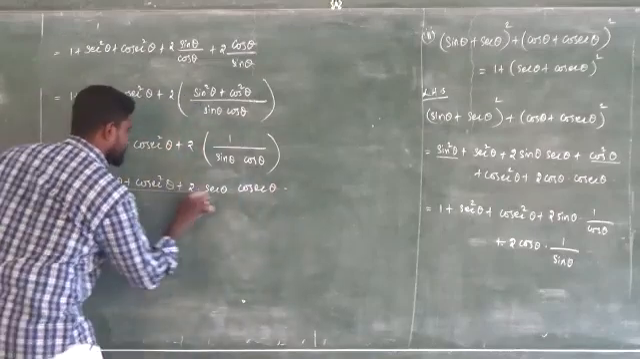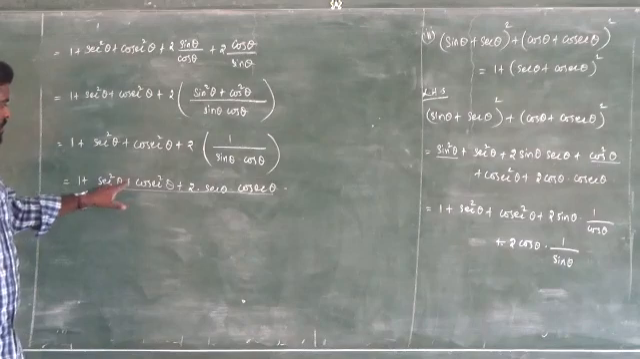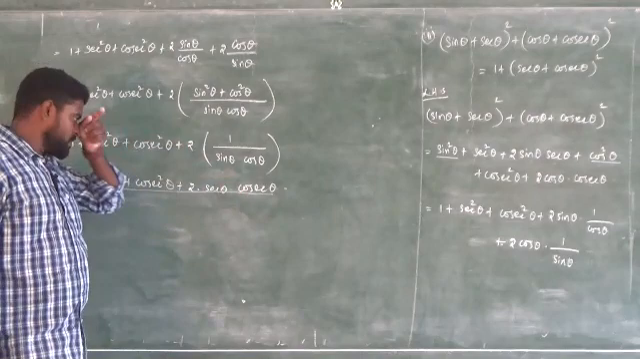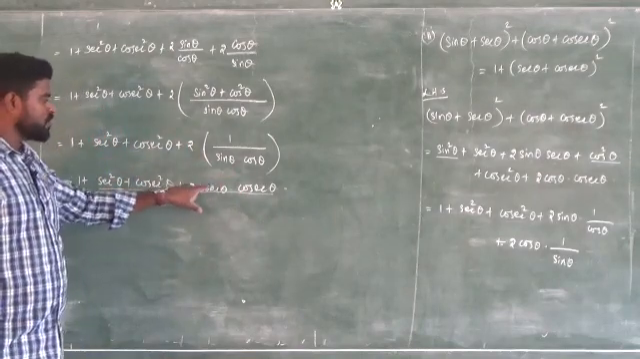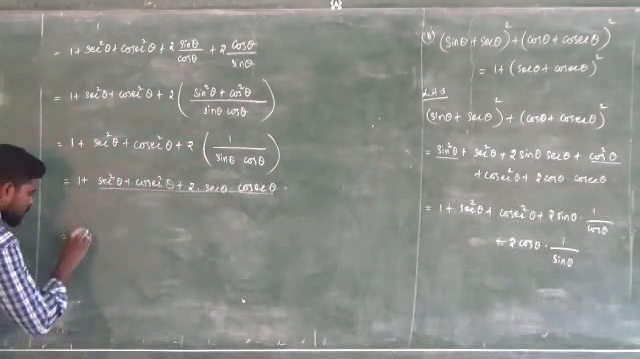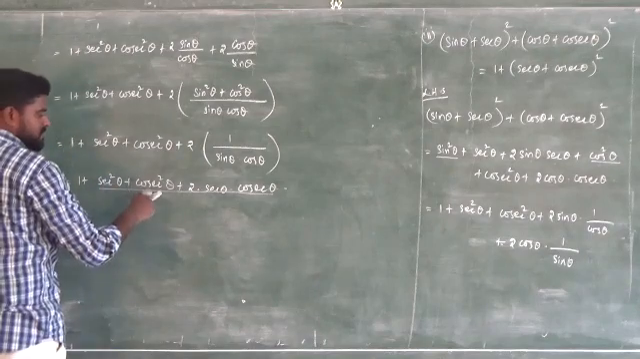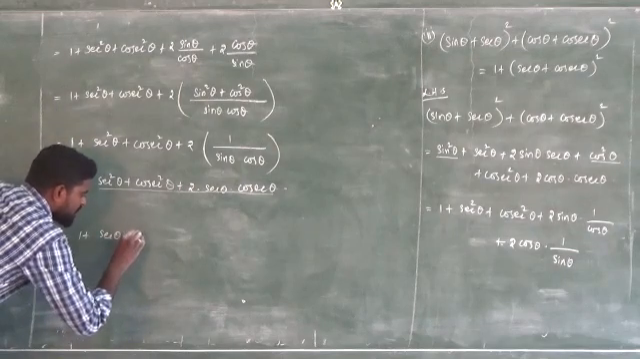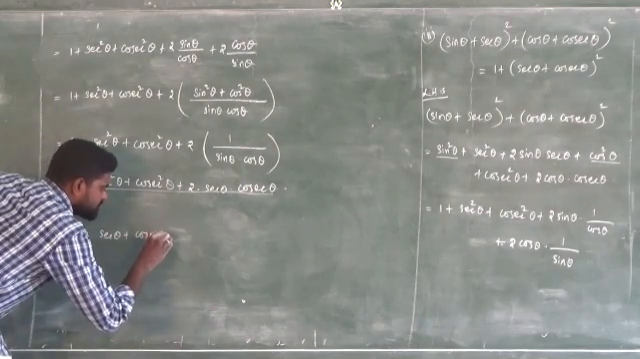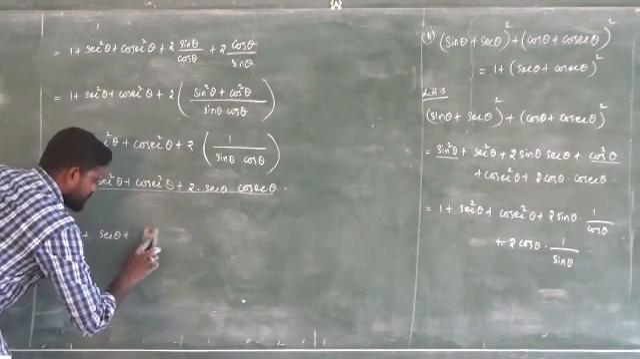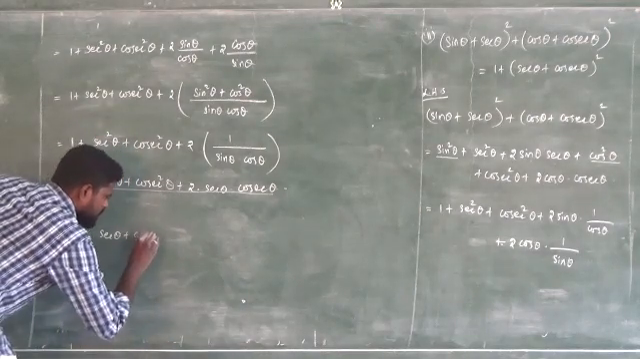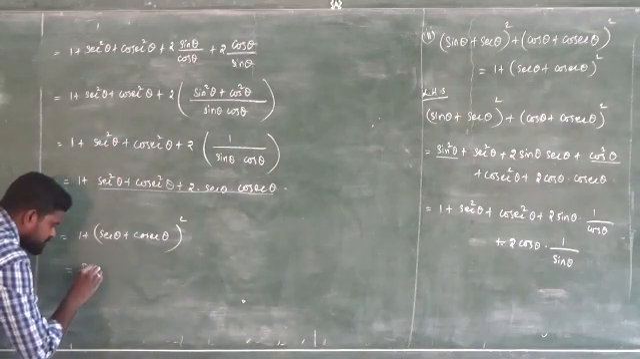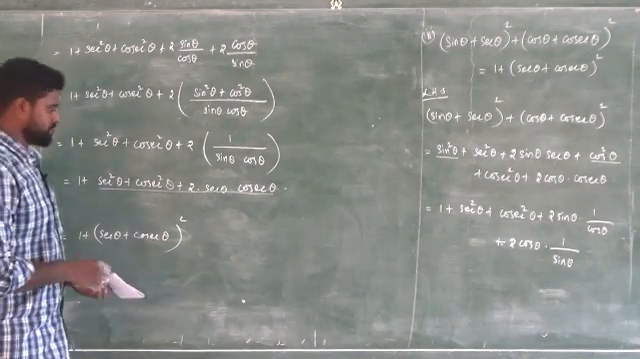So consider these terms, secant square plus cosecant square plus 2 secant theta into cosecant theta. So a square plus b square plus 2ab. So this can be 1 plus, instead of secant square plus cosecant square plus 2 secant cosecant, we can write secant theta plus cosecant theta whole square. So that is the RHS. So hence the proof.